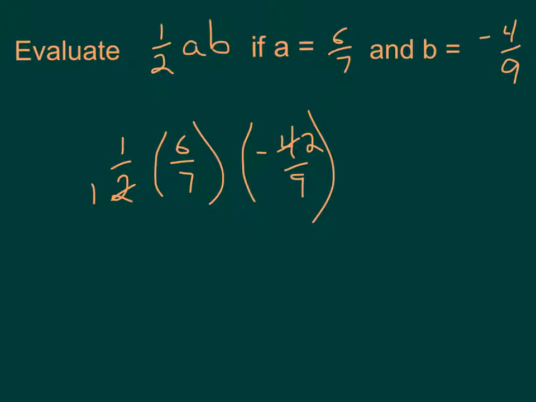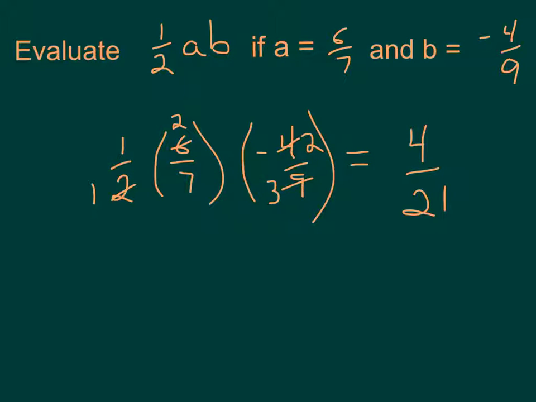Now I see I have a 6 here and a 9 here. 3 goes into both of those. So I'm going to simplify those two. So 3 goes into 6 twice, and 3 goes into 9 3 times. And as I look at any of the others, I don't see any others that I can simplify. So I'm going to multiply my numerators, and I get 4. And I'm going to multiply my denominators. 1 times 7 times 3 is 21.